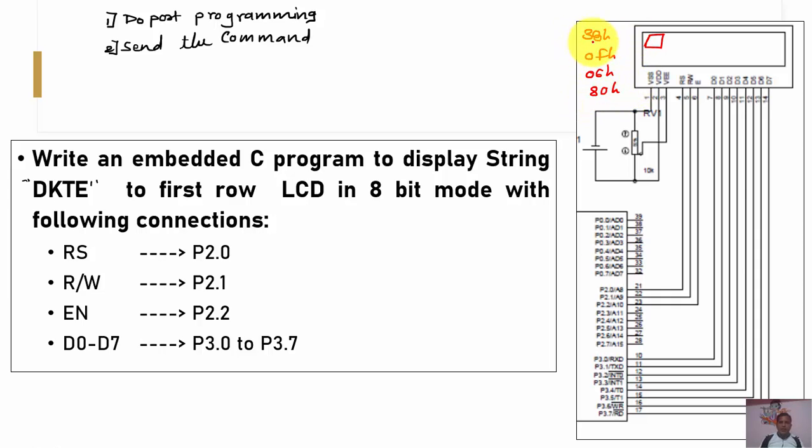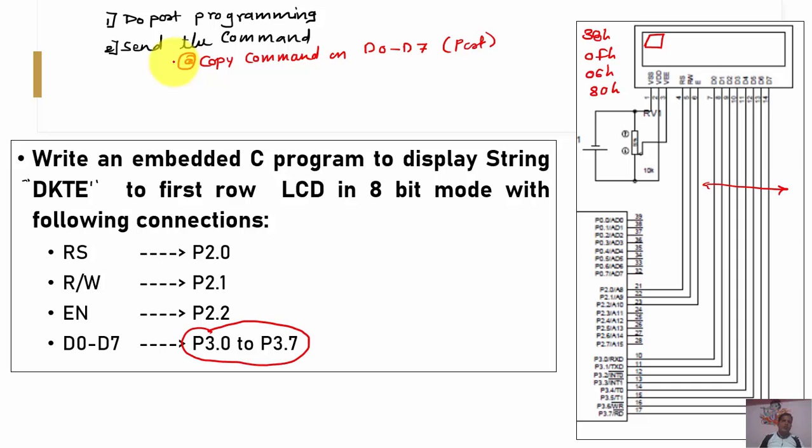So what we have to do, first send the command. So which routine are we going to follow? In that, copy command on port pin. Copy command on say D0 to D7, right? And that too is done through the port, right? We have to send the command on these lines, that is on D0 to D7. And as these lines in our example are connected to P3.0 to P3.7, first of all we have to send this command on this port.